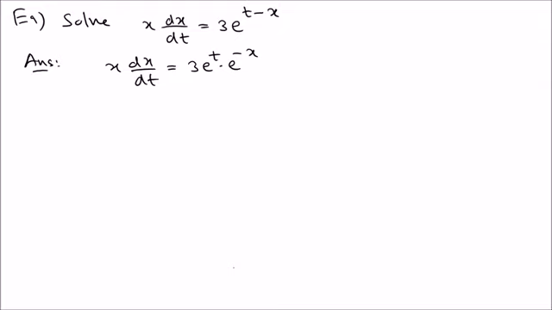If you multiply both sides by e to the x, you're going to get x e to the x dx, and then I'm going to leave 3 e to the t here, and then dt I'm going to move to the other side. So that we can do. So you can see it is a separable equation now. So we can integrate the two sides separately.